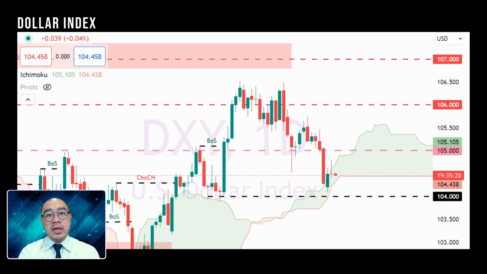What we're noticing here is that the momentum still points to the downside. However, if it doesn't drop quickly enough, it might not have enough momentum to drop even lower for the dollar index here.